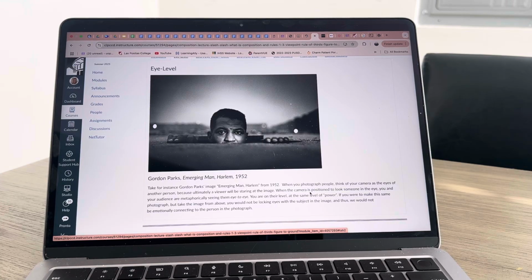When your camera is positioned to look someone in the eye, you and your audience are metaphorically seeing them eye to eye. You are on their level, at the same level of power. If you were to make the same photograph, but take the image from above, you would not be locking eyes with your subject in the image, and thus we would not be emotionally connecting to the person in the photograph.